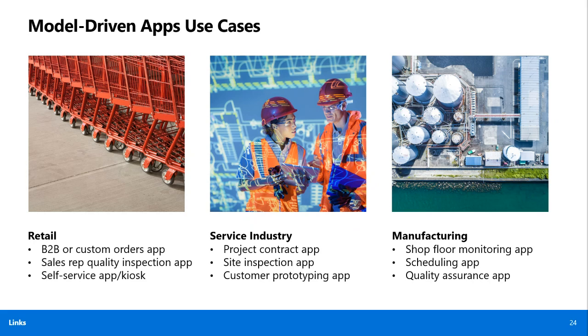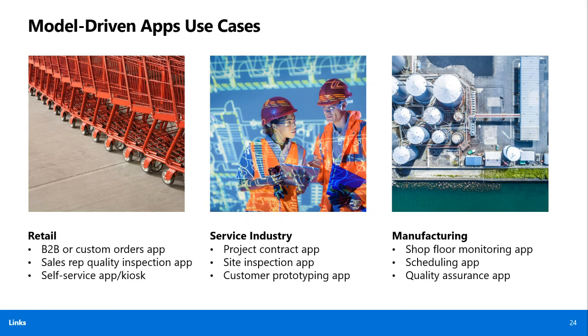A couple of service industry examples: the first one is like a project contract app. When we think about project contracts, we do have functionality in Project Operations or the older Project Service Automation where you can create project contracts. But oftentimes, depending on the type of contracts or industry that you're servicing, there might be special needs or information that you need to track and document as a part of that pre-project sales engagement. So you could build out a project contract app.